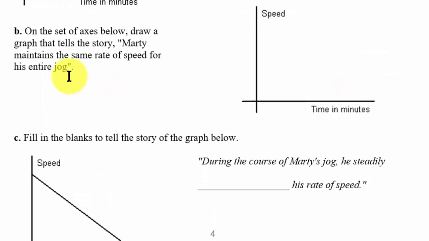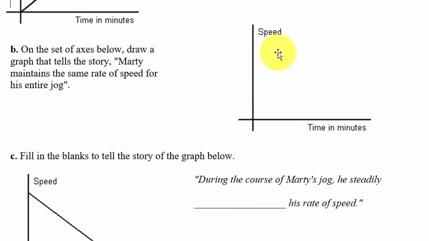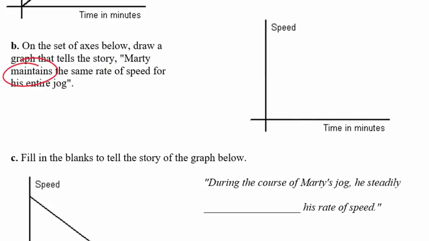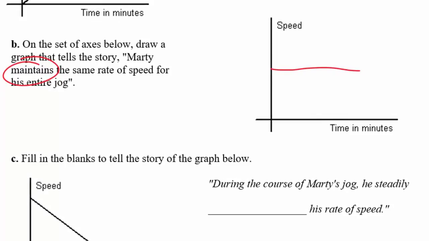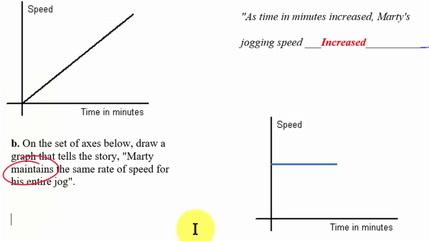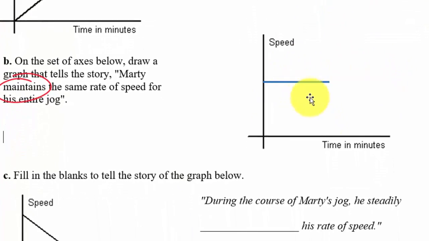On problem B, they want us to draw a line, I guess, on the axis that tells a story. Marty maintains the same rate of speed for his entire jog. Right, so this maintains is a big deal. So that means the speed is not going up, it's not going down, so it's a horizontal line. Let's see if I could draw a better line. So here's my horizontal line.